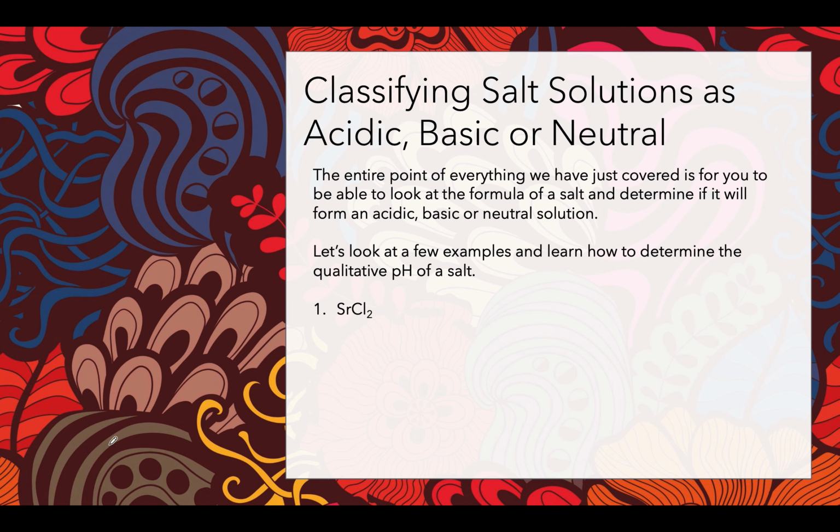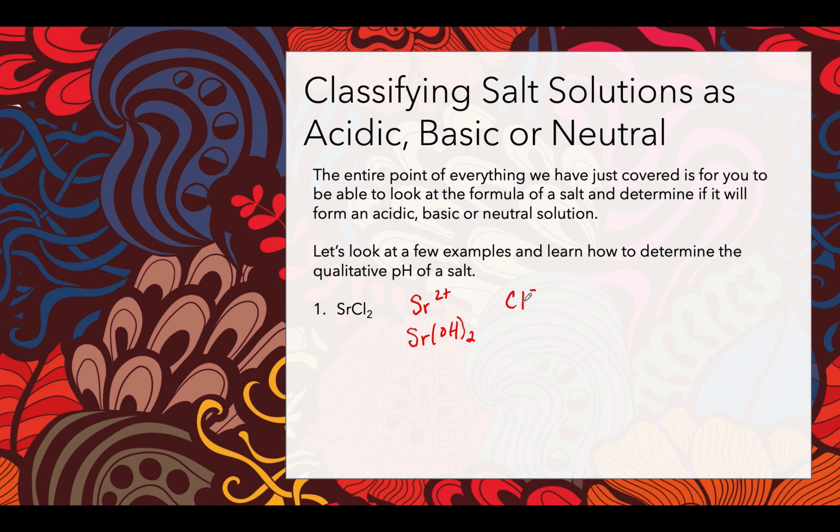All right, so here we are, we're given a salt. This is strontium chloride. And what you're going to want to do for these is you're going to want to break apart that salt into its ions. So here we're going to have strontium, and then we have chloride ion. And the question you're going to ask yourself is, because this is the cation, what is the base that the strontium ion came from? And so this is going to be strontium hydroxide.